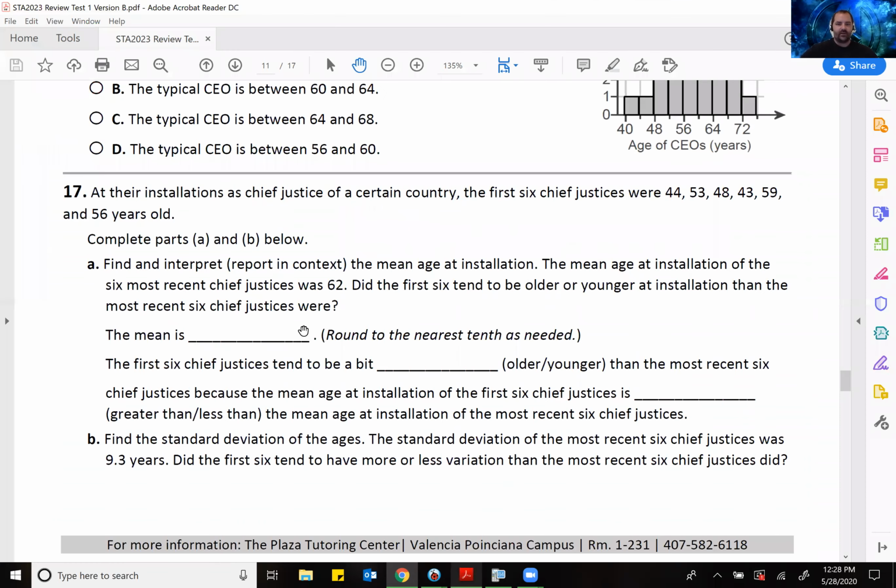So it says right here, give us the mean to the nearest 10th. Well, we already know what that is. It's 50.5. Oh, wait a minute. Hold on. 1, 2, 3, 4, 5, 6. At their installations as Chief Justice of a certain country, the first 6 were this. It says, find and interpret the mean age at installation.